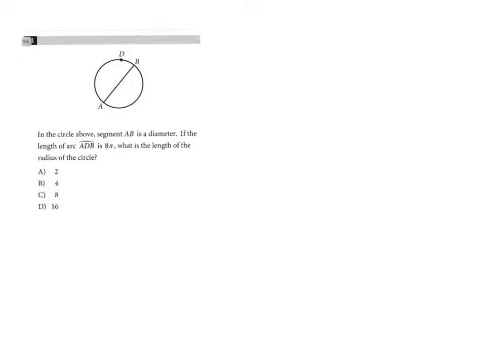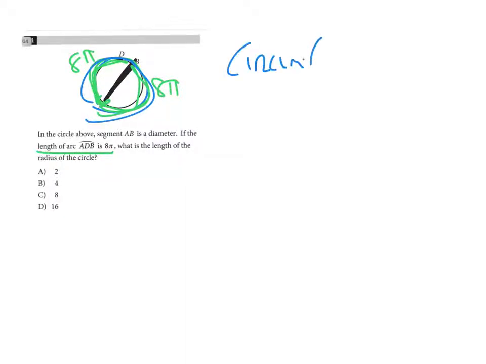In the circle above, AB is a diameter, which means you have 2 semicircles, and it says the length of the arc ADB. So this arc, the length is 8 pi, which means this semicircle, the length of the arc is 8 pi, which means the circumference is equal to 16 pi, because you have 2 semicircles drawn. So here the question says, what is the length of the radius?